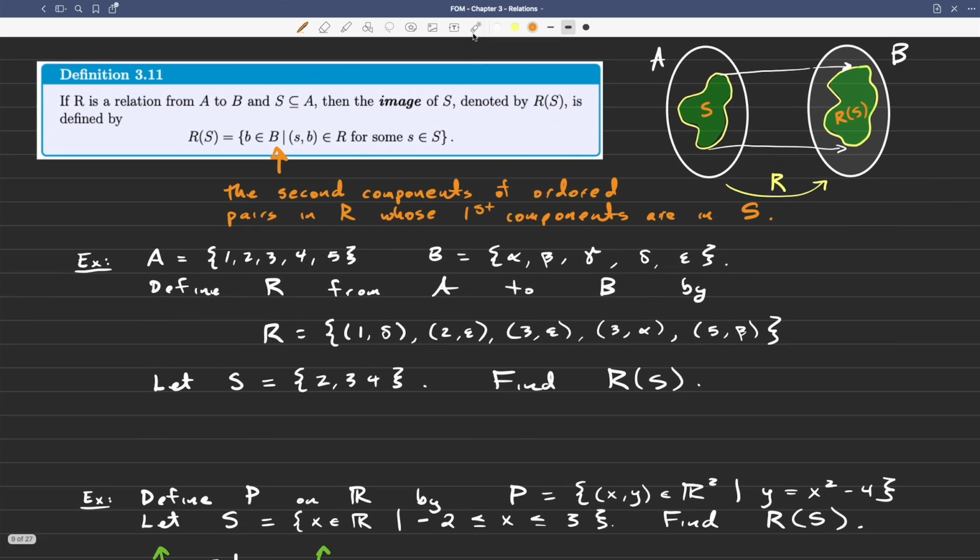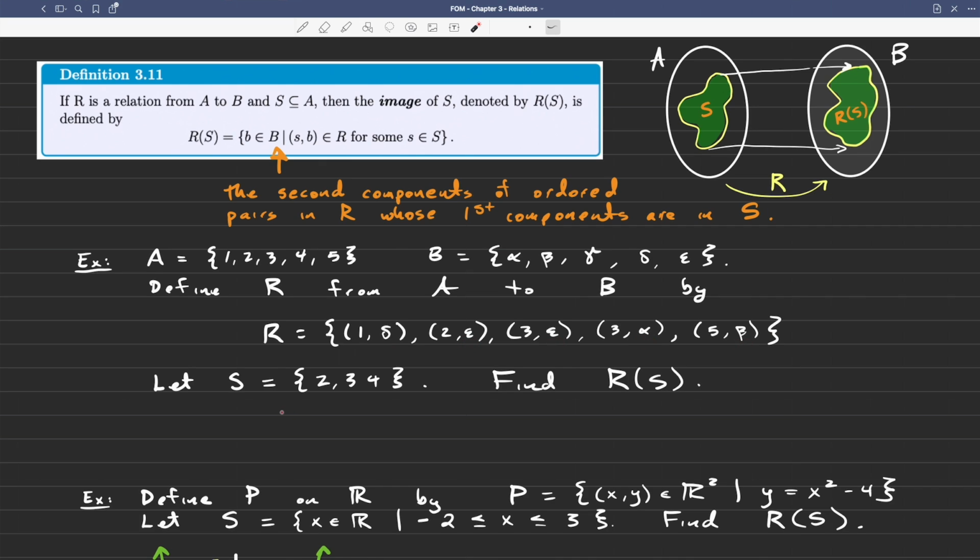So in this first toy example here, I have A is the set of integers 1 through 5, and B is the set of Greek characters alpha through epsilon. And then we have a relation that pairs up elements in A and B. So R here is just some relation, a subset of A cross B. Notice all the first components are coming out of big A because they're just numbers. And the second components are all coming out of the set B because they're all Greek characters.